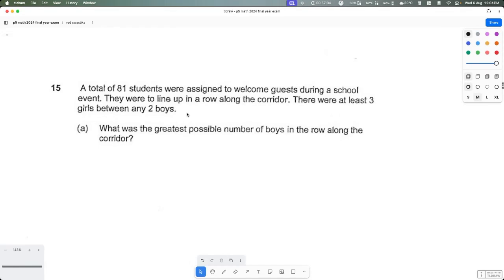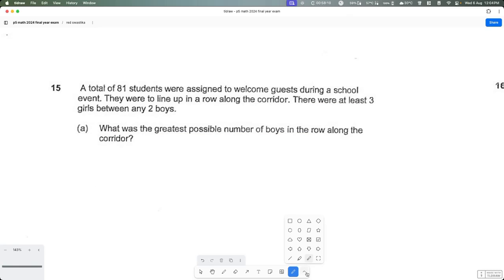It says here a total of 81 students were assigned to welcome guests during a school event. They were to line up in a row along the corridor. There were at least three girls between any two boys. So, what was the greatest possible number of boys in a row along the corridor?